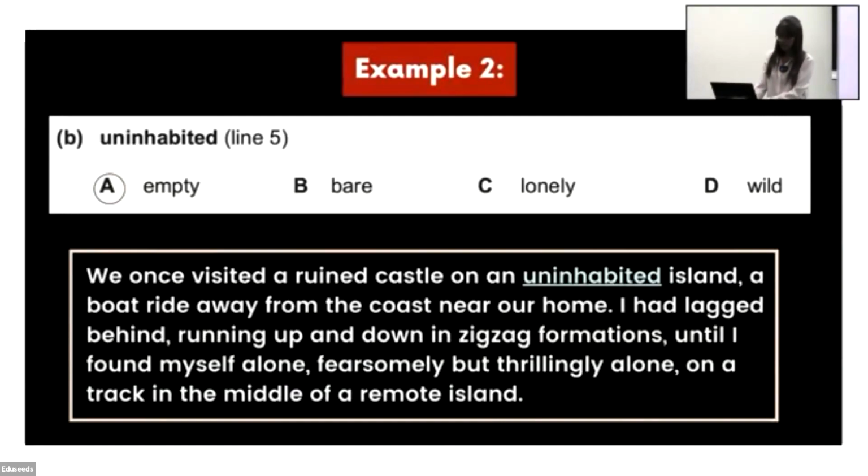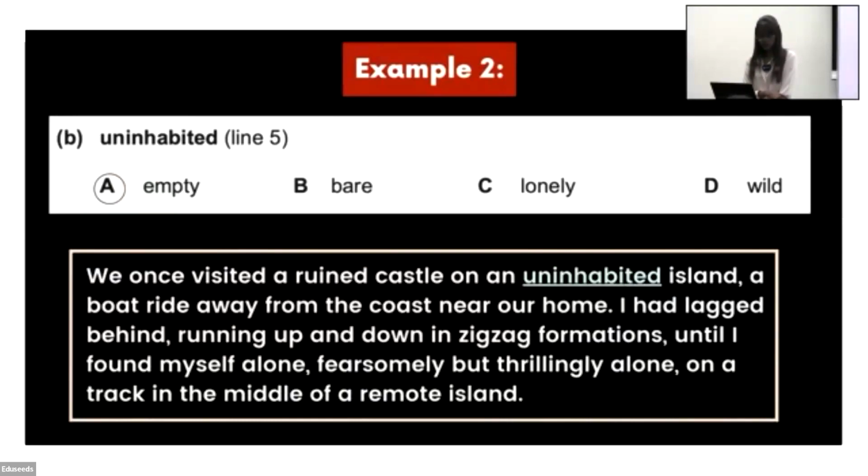Same thing, let me explain one more example. The word given here is uninhabited. The options are A, empty, B, bare, C, lonely, and D, wild. So: we once visited a ruined castle on an uninhabited island. Which one fits perfectly? You have to choose the one that fits that line. Empty is the closest answer. That's correct. All right, so that's for the first part.